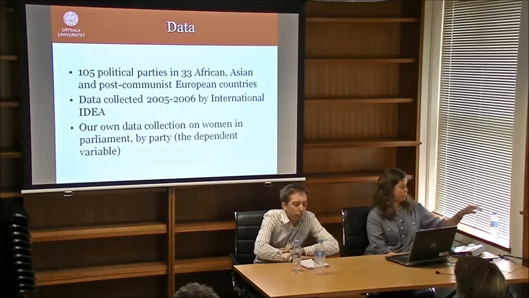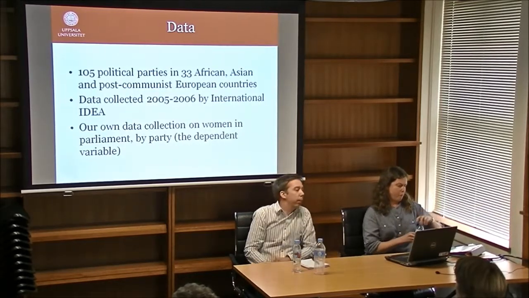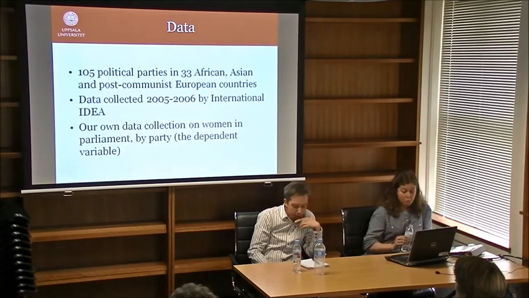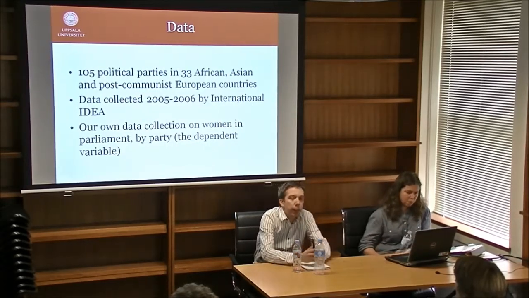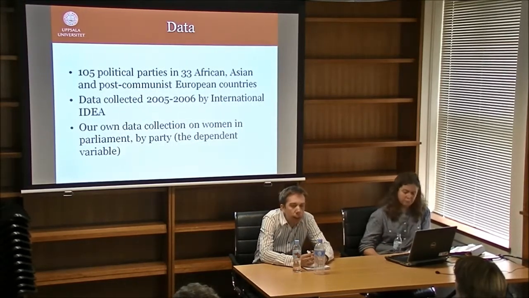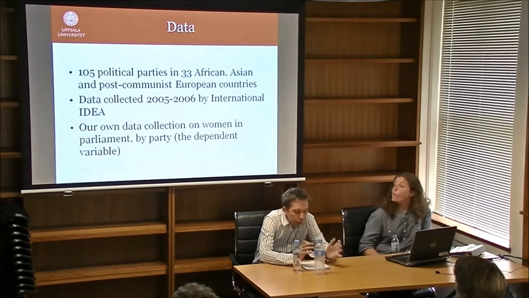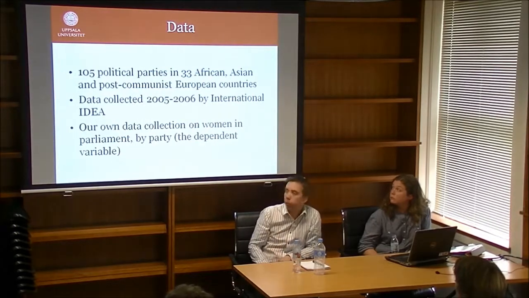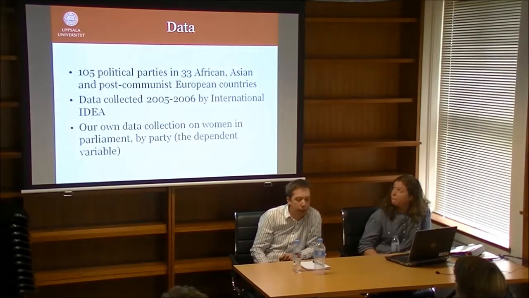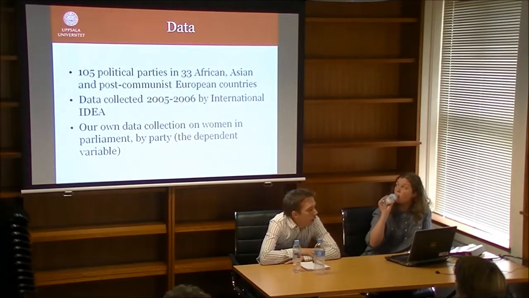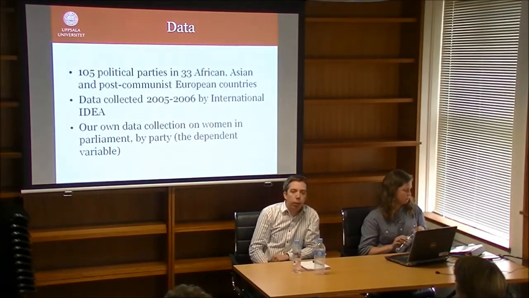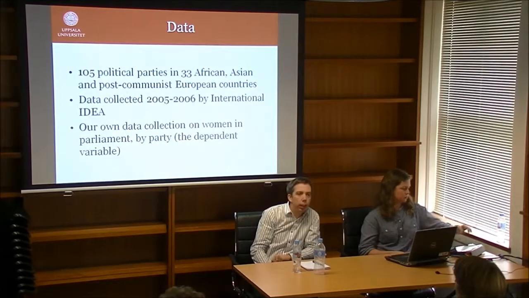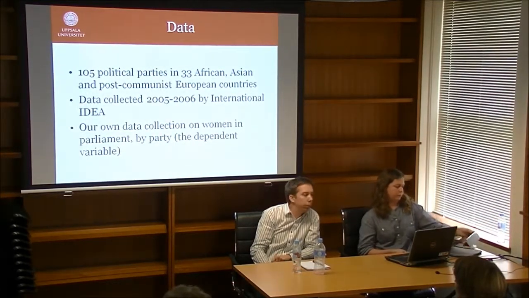Good. So I'm going to explain a little bit about the data and the approach we have, the empirical approach. We looked at part of the data that IDEA was collecting. I think from the beginning it was something like 170 political parties, but for the things that we are interested in, there were a bit fewer parties to look at. So we looked altogether at 105 political parties in 33 countries in Africa, in Asia, and in post-communist Europe.